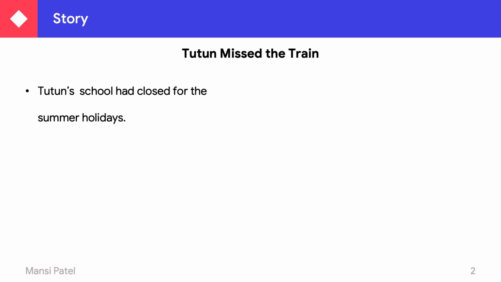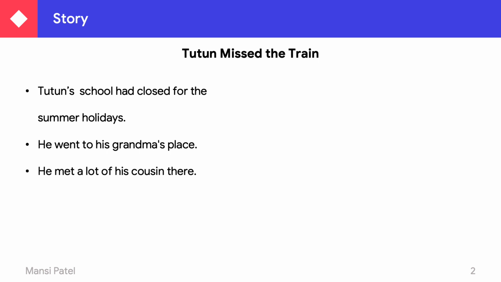Let us see with one small story. Tutun missed the train. Tutun's school had closed for the summer holidays. In the school of Tutun, there will be a summer vacation. So he went to his grandma's place. So in the vacation, to enjoy the vacation, Tutun went to his grandma's place.